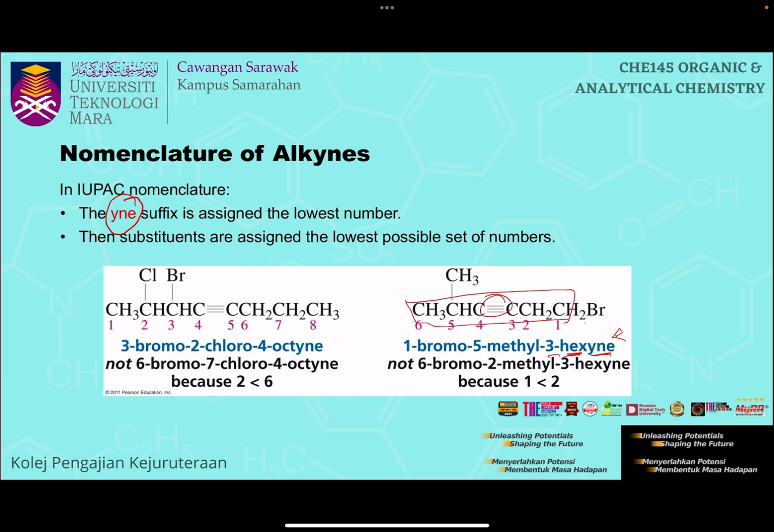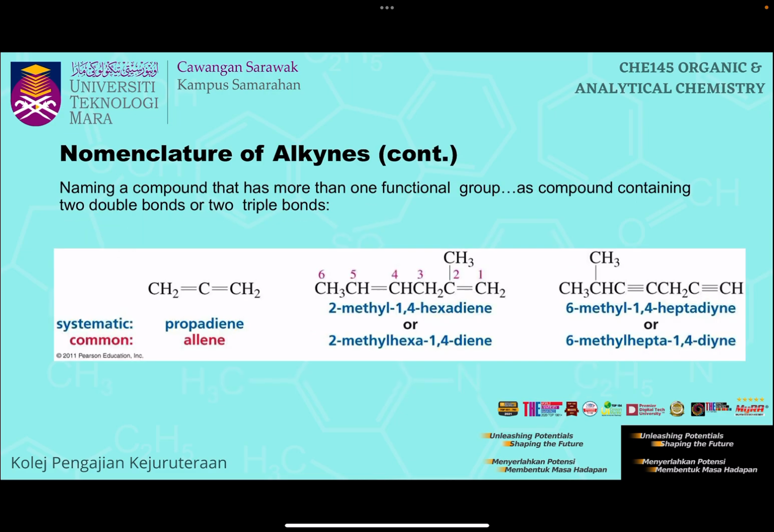And then if we start from the right, our bromine will be 1, our methyl will be 5. But if we start from the left, our bromine will be 6, methyl will be 2. So this is bigger compared to this one. So that's why the correct answer is the first one, the one in blue. Okay, same goes for this, right?